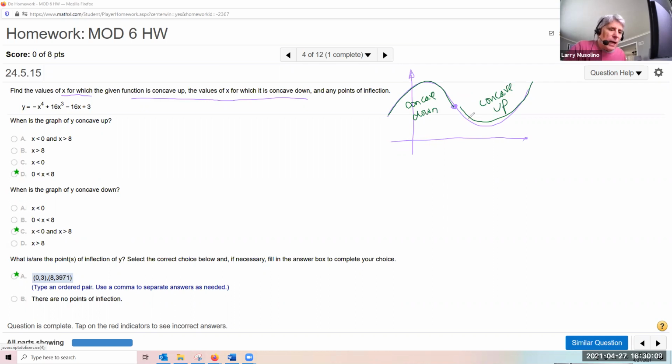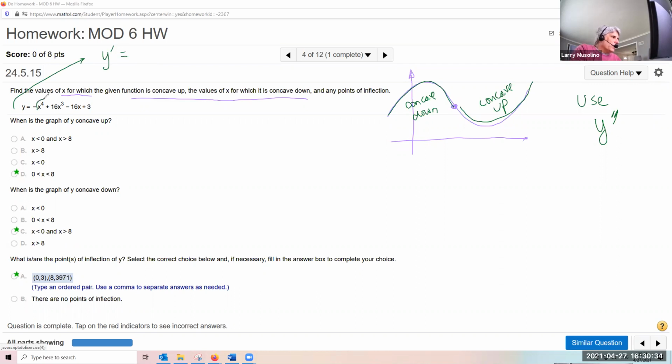So to find concave up versus concave down, we use the second derivative, y double prime. And we're basically going to follow the same procedure as we just did for increasing, decreasing, but we're going to use y double prime instead. So let's follow the same steps. First thing, let me start out with y prime.